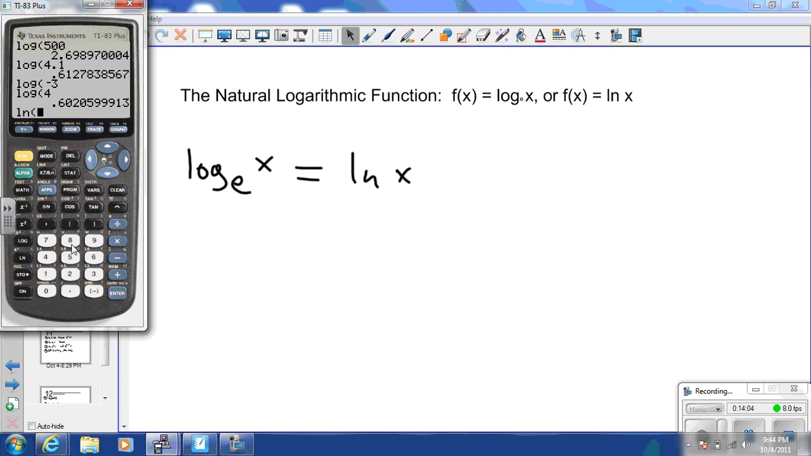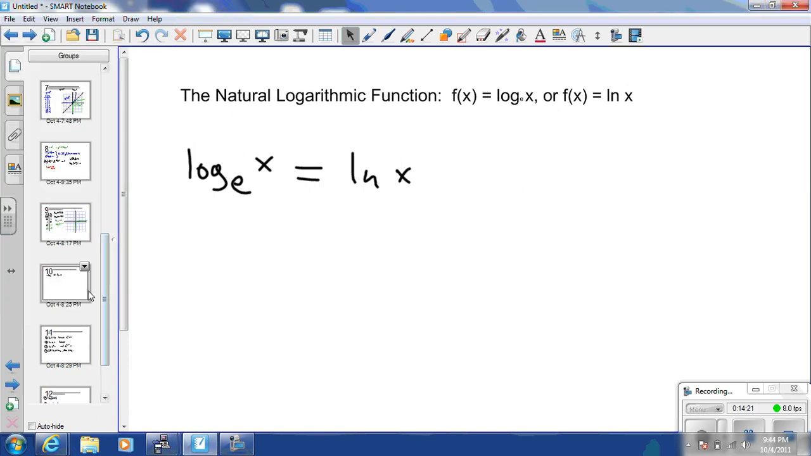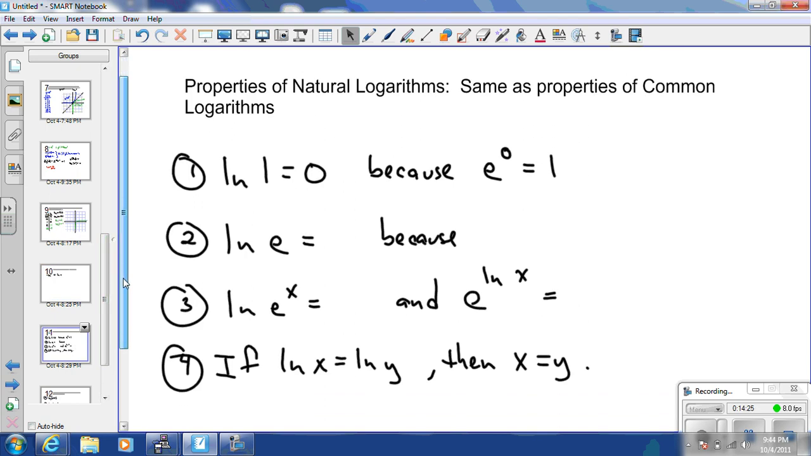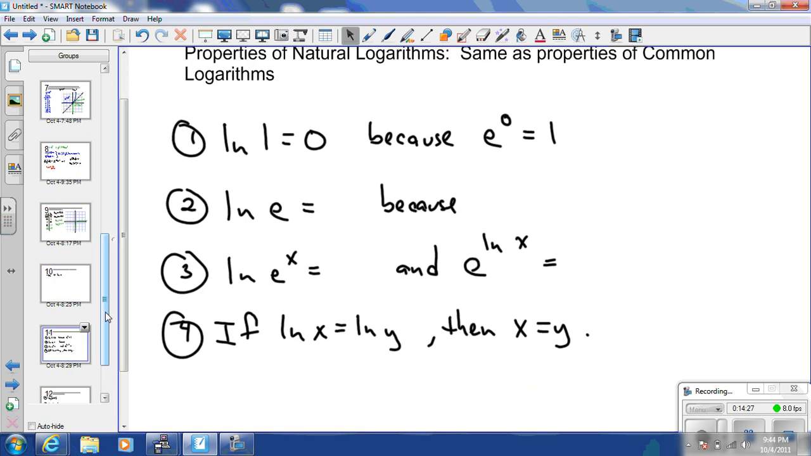So if I wanted to know what is the natural log of a number like e, e to what power will equal that number? It should be 1, because e to the first power equals e to the first power. So these work the same way as the common logs do. We've got a series of properties here. These are the same properties as you'll see with the common logarithm. So nothing different there. These you'll see in the book as well.